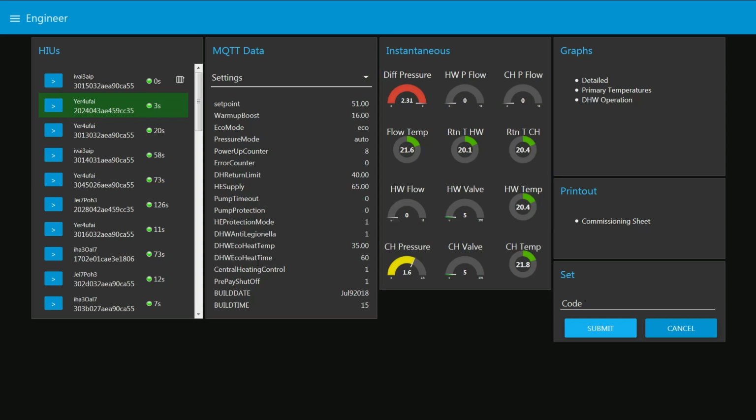We can change any of the settings on the HIU this way, and we can also change the settings on the fly automatically. So we can build things like keep warm mode, Legionella mode, central heating run into some more advanced control strategies. The engineer screen also gives us links to individual detailed graphs for the individual HIU, commissioning sheets, and it gives us just a visual indication of what's going on with each of the different variables.